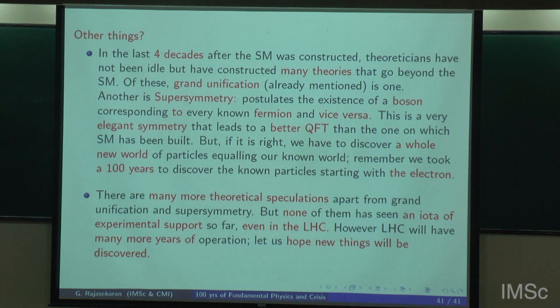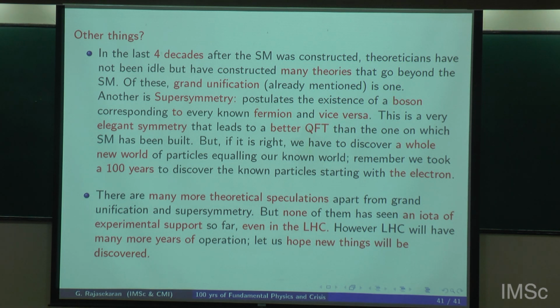It postulates the existence of a boson corresponding to every known fermion and vice versa. Corresponding to a spin-half electron, there has to be a spin zero electron. Corresponding to the spin one photon, there has to be a spin half photon. All these have to exist. This is a very elegant symmetry. That is why the theoreticians are very much interested in it.